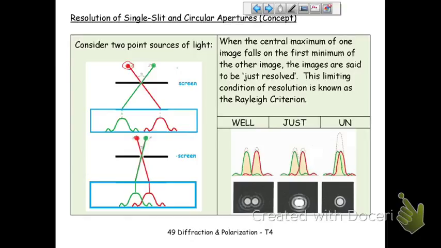When you get to planets, you can resolve the two edges of the planet, and so you do see more of a disk. But when you see a star, you can't see two edges of the star. So the apparent star size tells you about your optics. And it's all about diffraction.